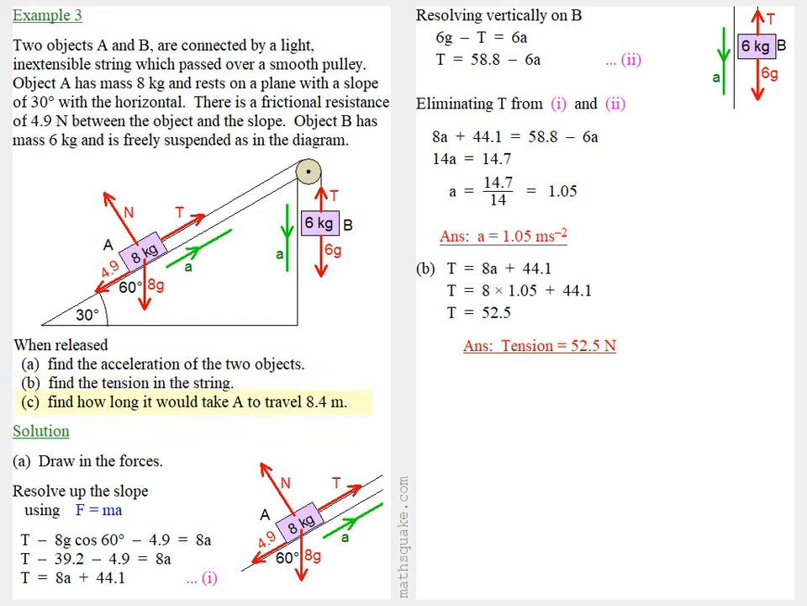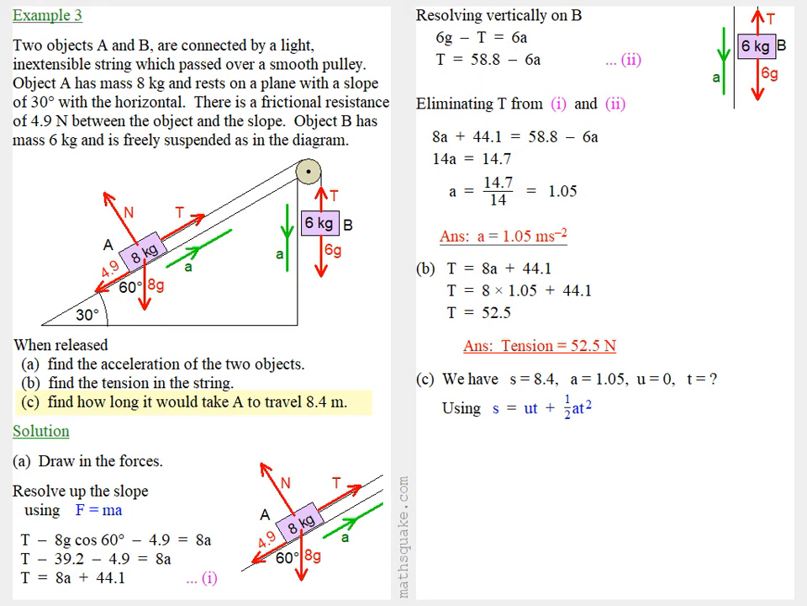Now in part C, we're asked, find out how long it would take A to travel 8.4 meters. Well, we have the distance s is equal to 8.4, a is 1.05, and the initial speed u is 0. We're trying to find out the value of t.